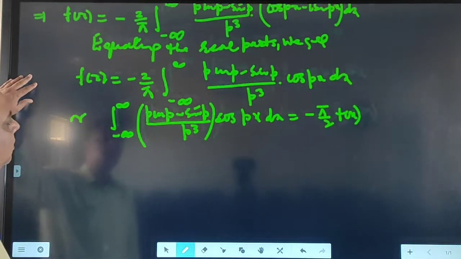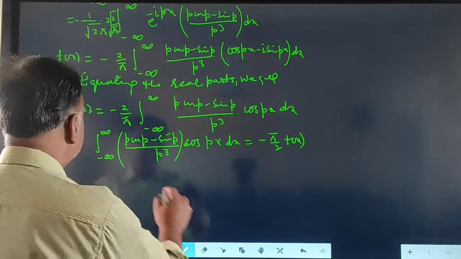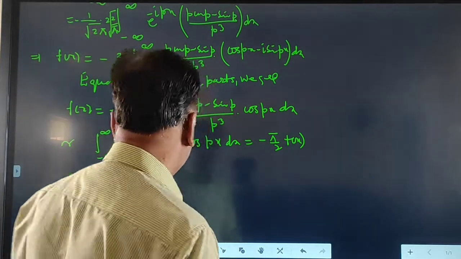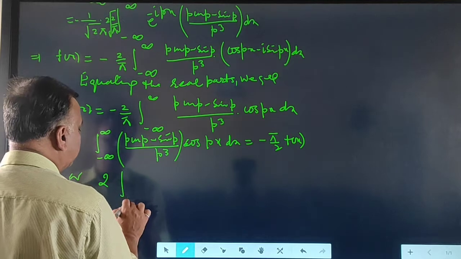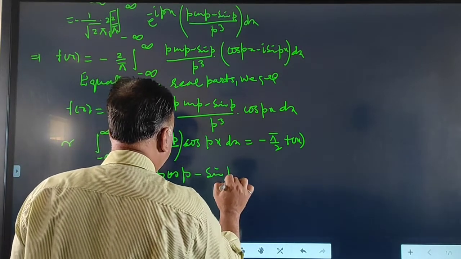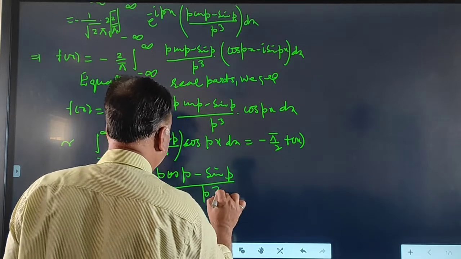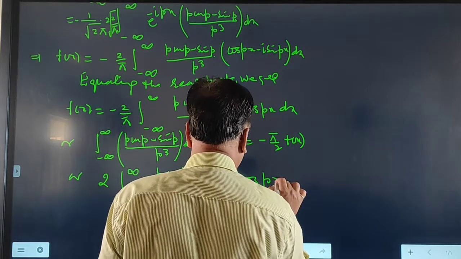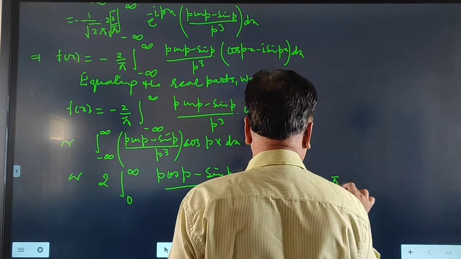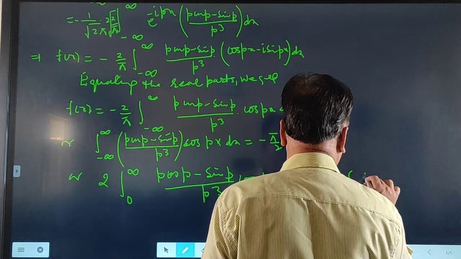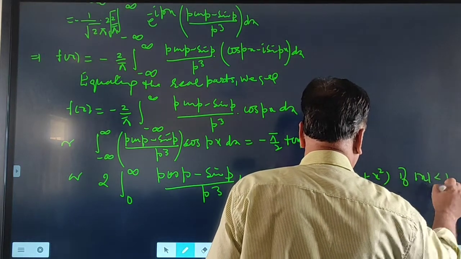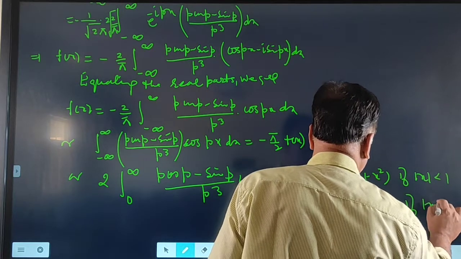Or we can write it as, since the left hand side is the even function, twice of integral 0 to infinity, p cos p minus sin p upon p cube, into cos px dx is equal to minus pi by 2 into fx. Fx is equal to 1 minus x square if mod x is less than 1 and 0 if mod x is greater than 1.